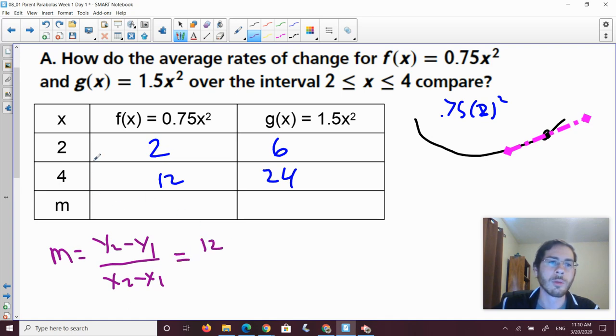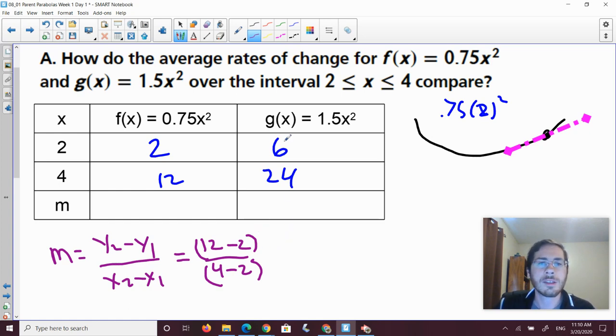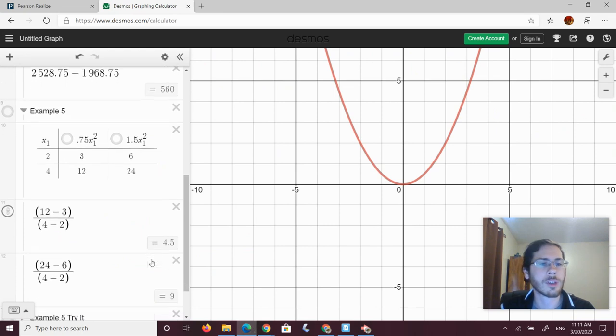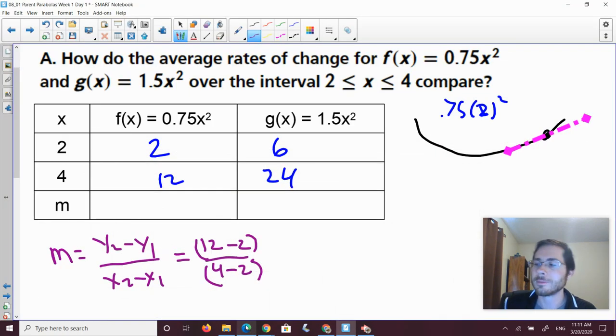So if I wanted to do it for the first one, I'd need to do 12, because remember, y is kind of the same as f of x, minus 2 over 4 minus 2. If you want to put it in your calculator, remember you need parentheses around each of those points if you have the TI calculator. Then we do the same thing over here: 24 and 6, but still 4 and 2 because we still have the same x's. Again, you could do those by hand. I put them into Desmos, so I got 4.5 and 9.